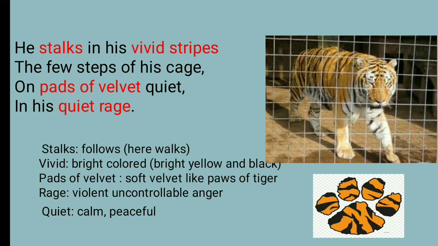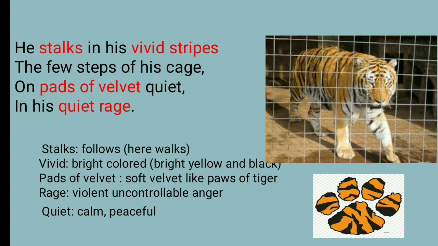So the poet says that the tiger walks, follows, having the bright colored stripes on his body. He tries to move the very few steps from one corner of the cage to the other, because the cage limit is very small, so the tiger can only move for few steps there. And when he moves, he uses his pads of velvet. He walks very softly there without producing any sound.